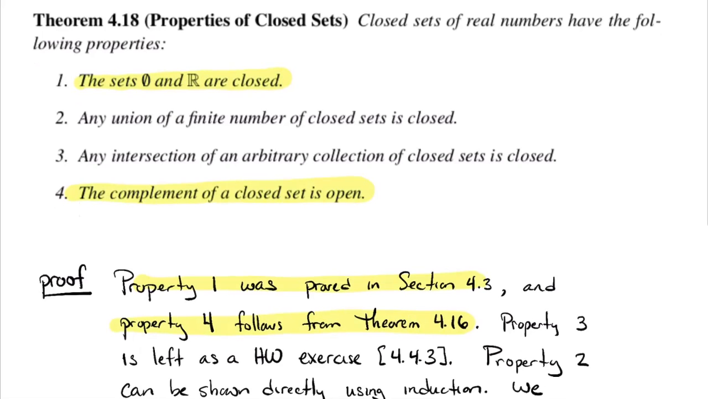I'm going to leave property 3 as an exercise for you, that any intersection, notice that it's not a union this time, but any intersection of an arbitrary collection of closed sets is closed. And then the part I am going to prove here is that any union of a finite number of closed sets is closed. So these are the corresponding properties from the homework set, for closed sets.